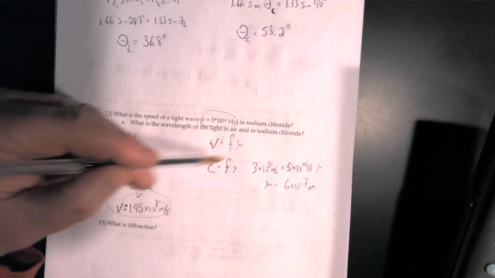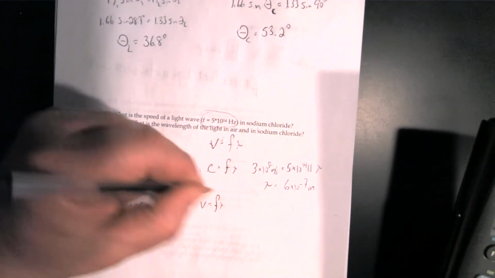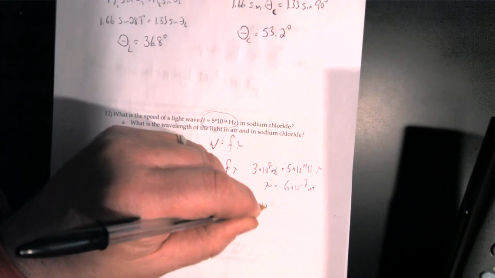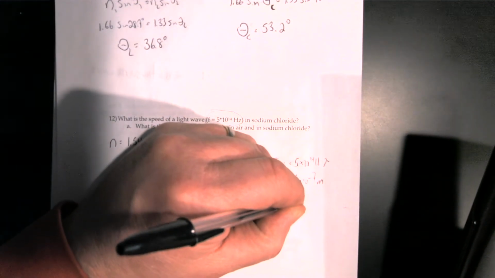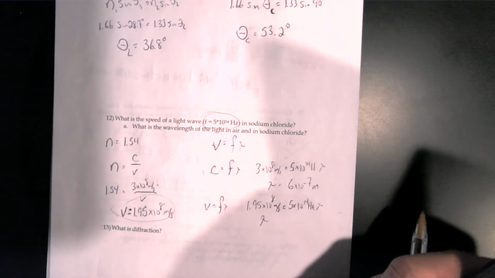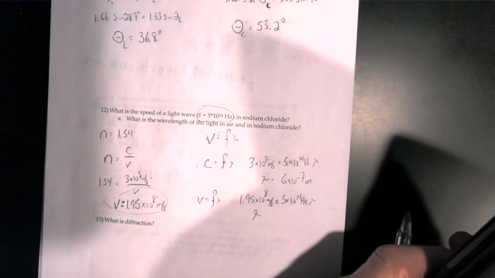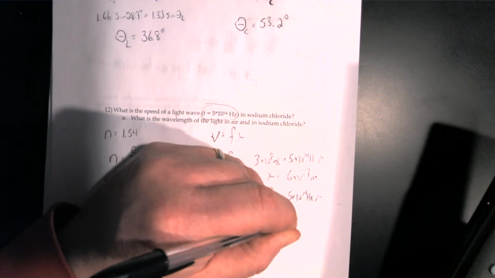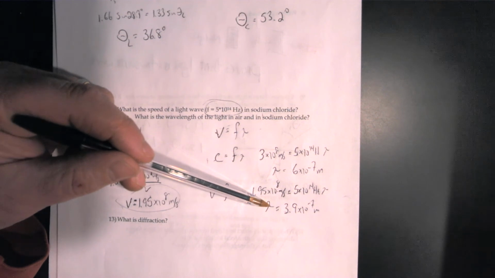Now when I'm in sodium chloride, my speed changes from 3 times 10 to the 8th to this 1.95. So I'm going to use V is equal to frequency times wavelength. So 1.95 times 10 to the 8th meters per second is equal to, the frequency doesn't change, so that's still the 5 times 10 to the 14th hertz, solving for the wavelength. And so my new wavelength, the 1.95E8 divided by the 5E14, I get 3.9 times 10 to the negative 7th meters. Notice that the wavelength is less. When you go from air into any other substance, the wavelength is also going to decrease, just like the velocity.